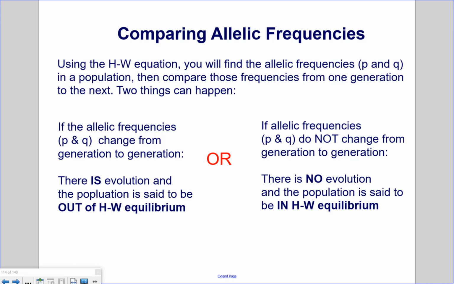But as we mentioned before, this scenario usually doesn't happen. Populations are always evolving. Some populations may be close to not evolving, but they're really all evolving in some way, even if it's just a little bit. We'll see some frequency change of P and Q from one generation to the next. So it's really more of a comparison.